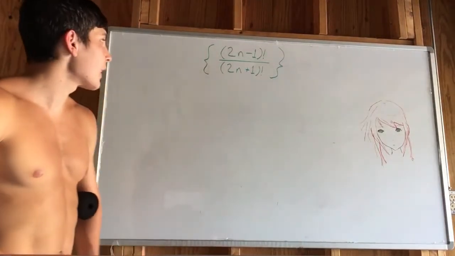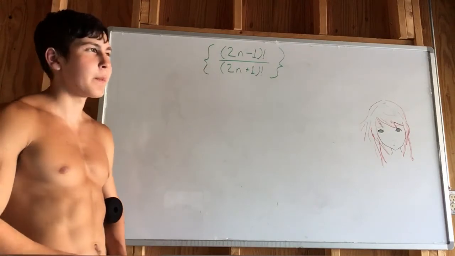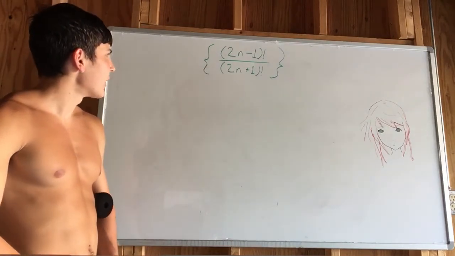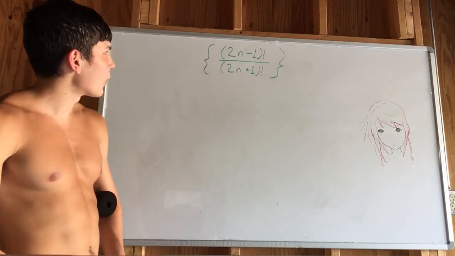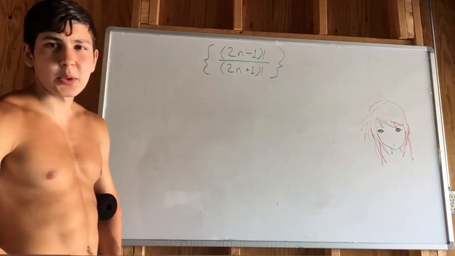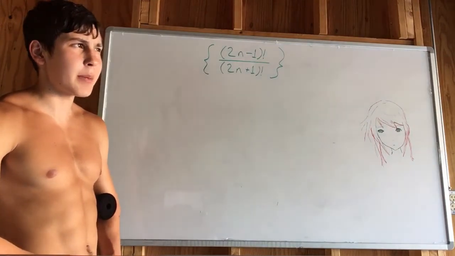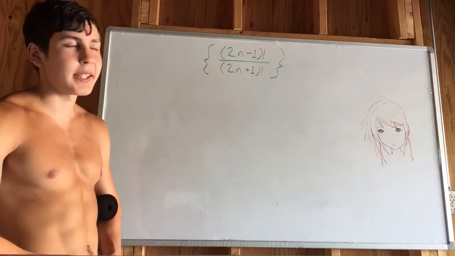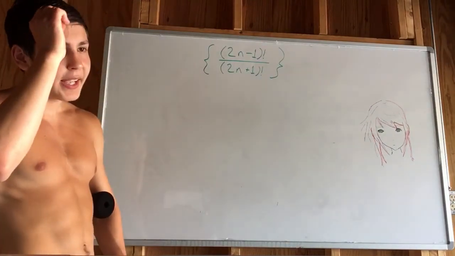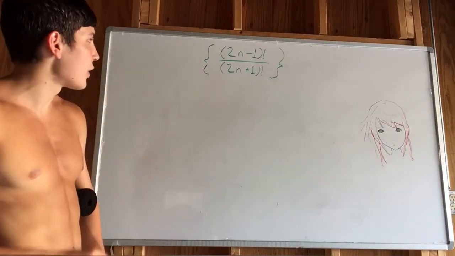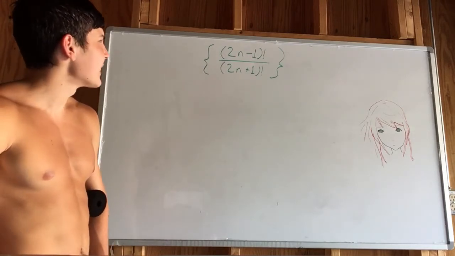So here we have a sequence (2n minus 1) factorial over (2n plus 1) factorial. With this one, we're going to infinity, of course, and we need to find out if it's really going to converge or diverge. If it converges, that means it has a real value at the end. If it diverges, it means it just keeps going to infinity and does not reach any sort of real value. So how do you do this?